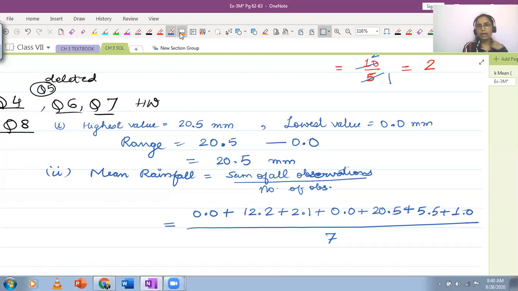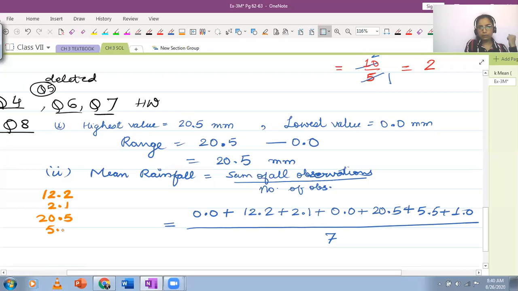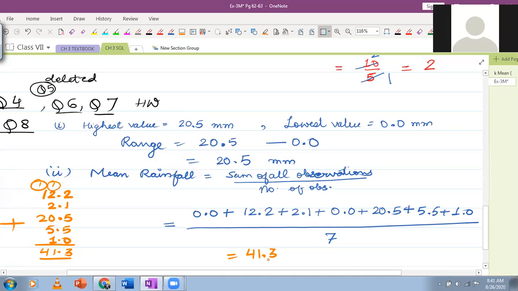So now you can add these values in your working column if you want. So I'll just add on a side here. So 0 can be ignored. It's not necessary to write down 0. I'm writing down the other values. So 12.2, 2.1, 20.5. Then I have 5.5 and I have 1.0. So let's add these. 1 carried over. So this is 41.3, and we are going to divide it by 7 now.